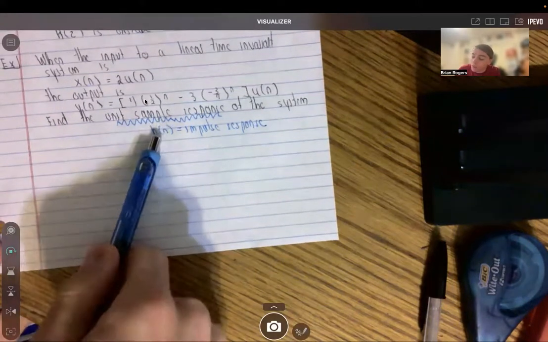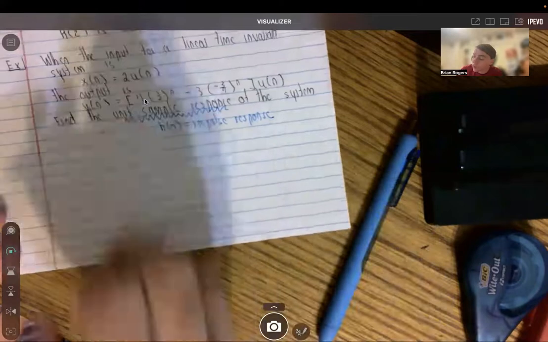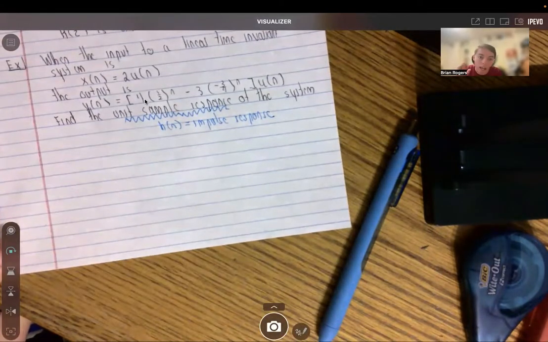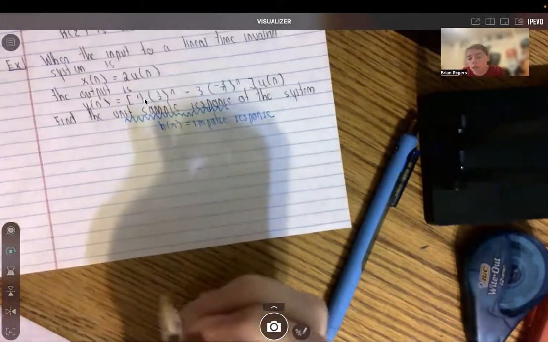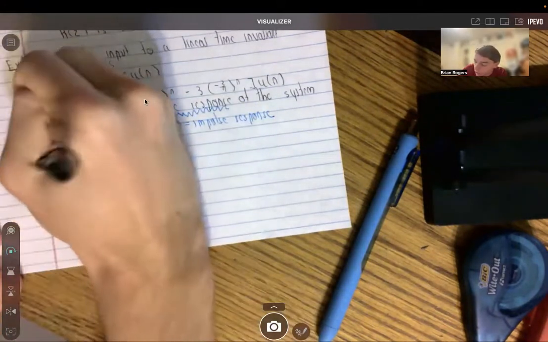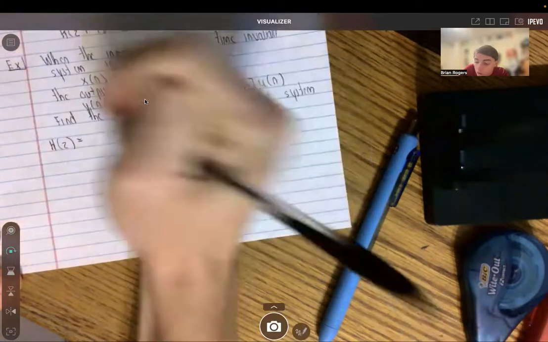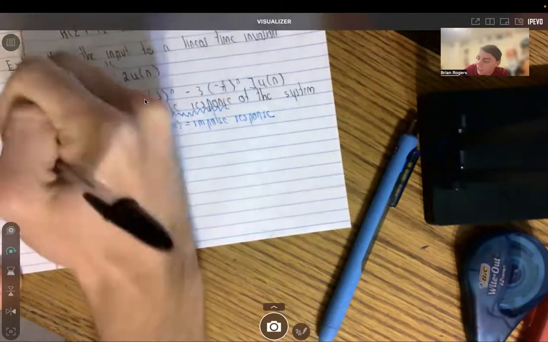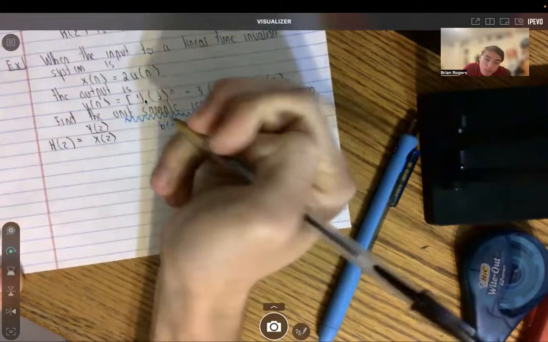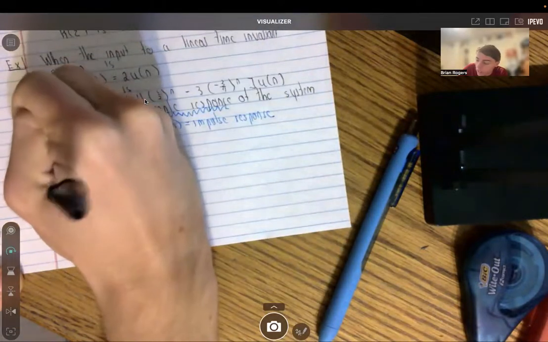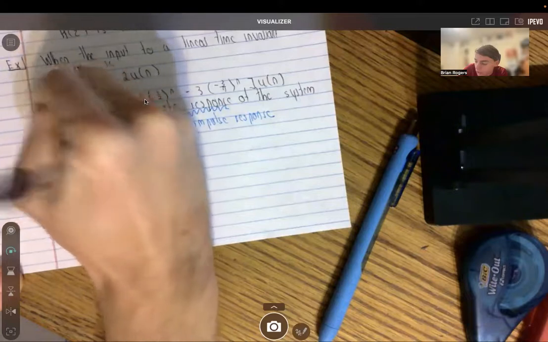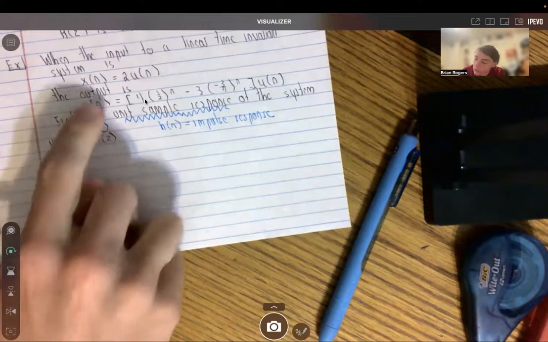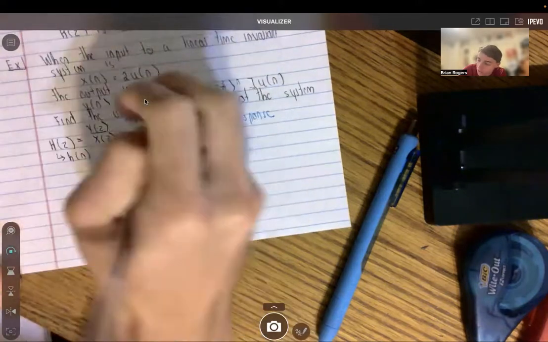So remember, we're going to solve for H of z first, then we're going to take the inverse z transform in order to get h of n. In order to find H of z, remember that H of z was equal to Y of z, the output, over X of z, the input. And then we take the inverse z transform to get our h of n from our H of z. So first we need to solve for H of z, but it's going to require two inputs. We need to take the z transform of each of these.